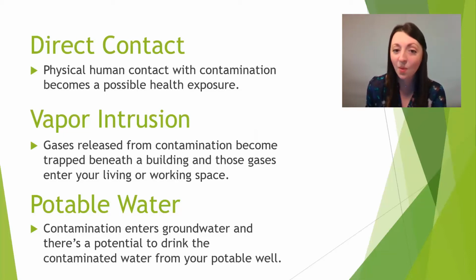Next, let's talk about what happens when the gasoline contamination travels deeper into the ground. The second type of IEC, which is vapor intrusion, is now possible. Vapor intrusion occurs when the contamination releases gases that become trapped beneath a building, and those gases enter your living or working space through the lowest level of the building, usually the concrete slab of your basement. If this happens, there's a potential for you to breathe in these contaminated gases.